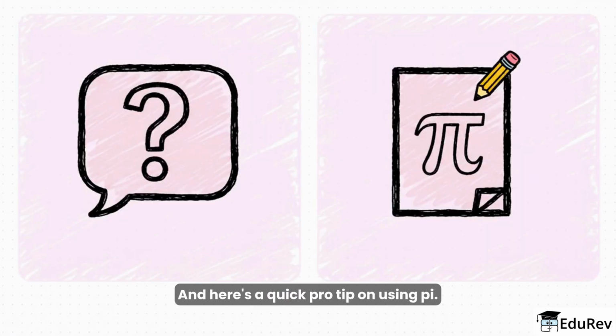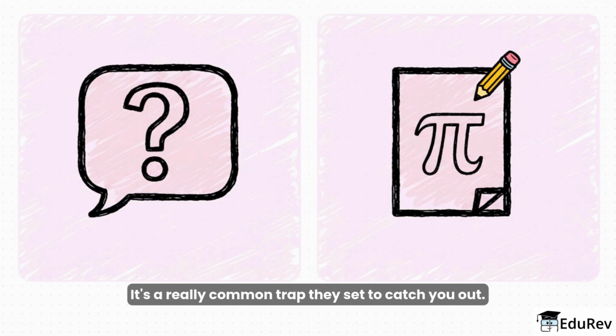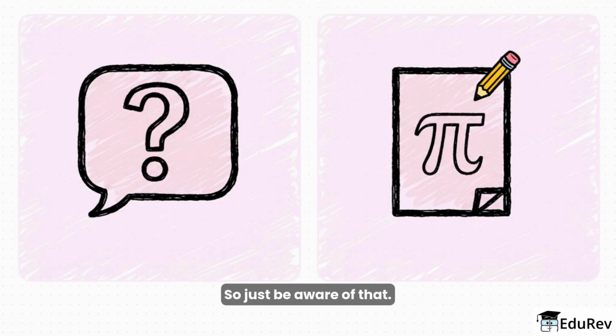And here's a quick pro tip on using pi. This is important. Always check the question. If it doesn't give you a value, you're going to use 3.14. But, and this is a big but, if it tells you to use 3.1 or even just 3 for a quick estimate, you have to use their number. It's a really common trap they set to catch you out, so just be aware of that.